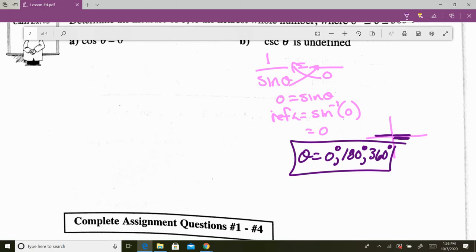Use the sign to determine what quadrant you're in, find the reference angle, mark it in, figure out what your rotation angle is. Any questions?